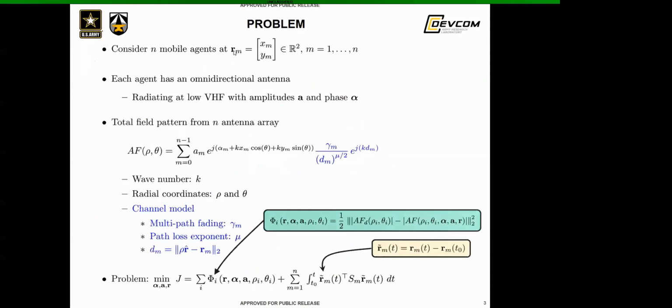Now, the problem consists of n mobile agents located in some 2D space, and each agent is transmitting at a low VHF with amplitude A and phase alpha. And the radiation pattern constructed by the n agents is given here. And the goal objective is to adjust the agent positions and their amplitude and phase such that the constructed radiation pattern matches a desired radiation pattern. We also would like to minimize the total distance traveled by the agents, or the total relocation of the agents, which is given by this integral cost.